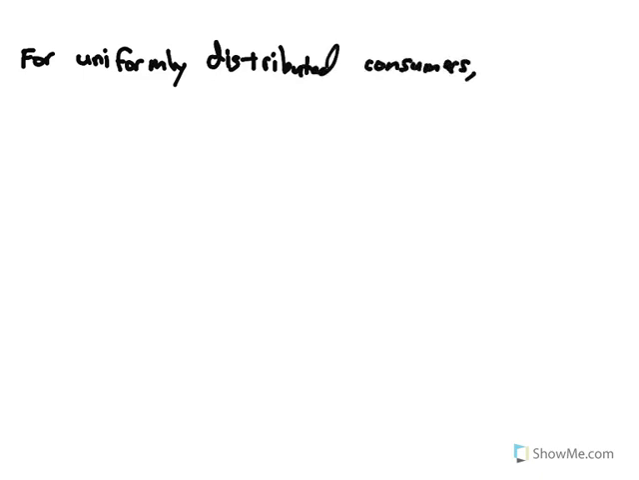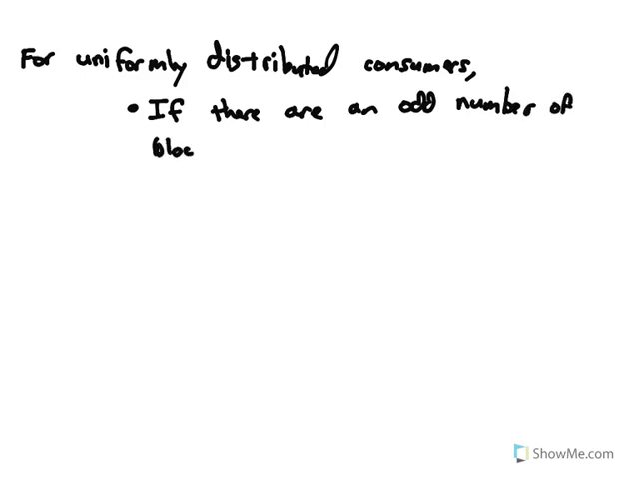So, thinking about a more generalized idea of this model, for uniformly distributed consumers, if there are an odd number of blocks, the unique rationalizable outcome is the middle block.